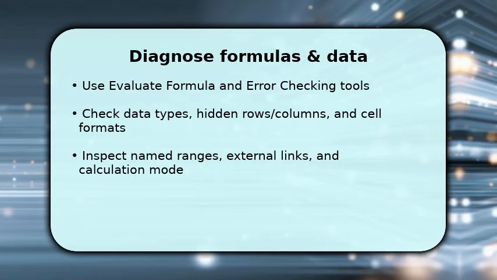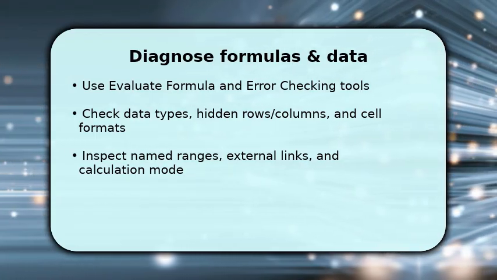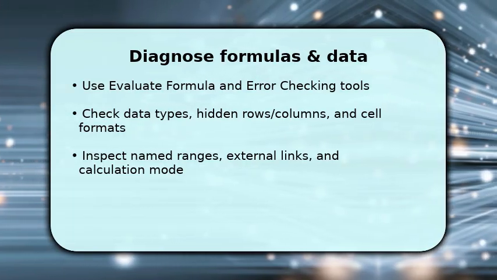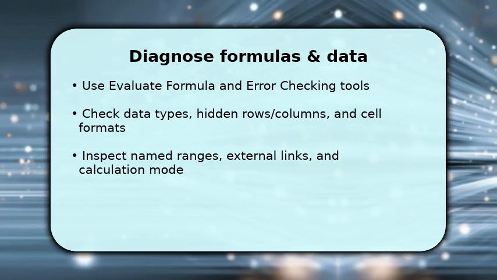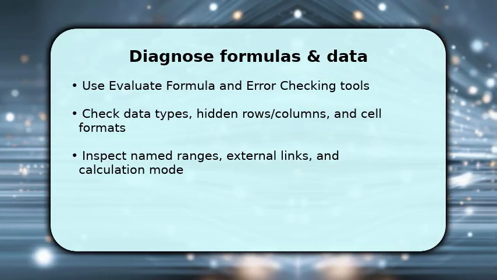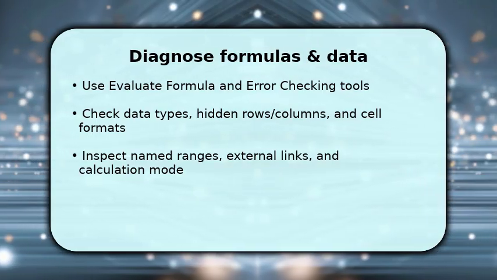Make sure cells contain the correct data types and formats, often numbers stored as text break formulas. Also unhide rows and columns, inspect named ranges for broken references, and confirm calculation mode is set to automatic. If external links exist, update or break them. These checks reveal the root cause and guide the targeted fix you will apply next.